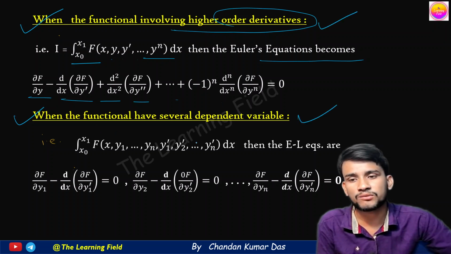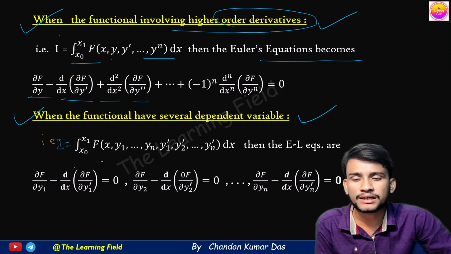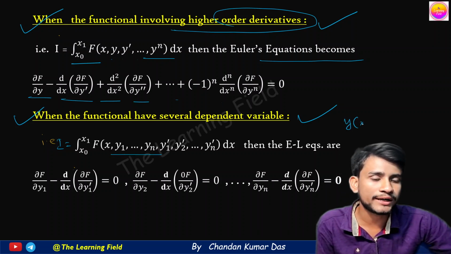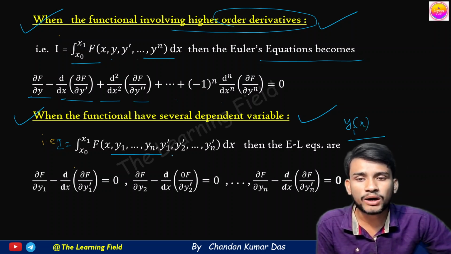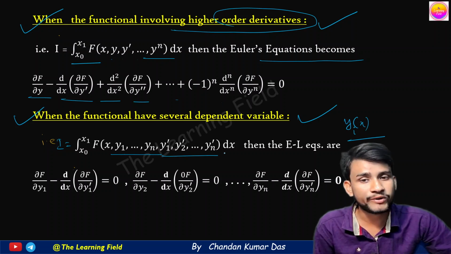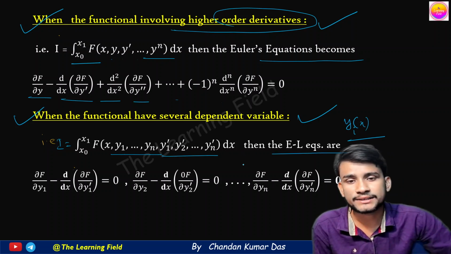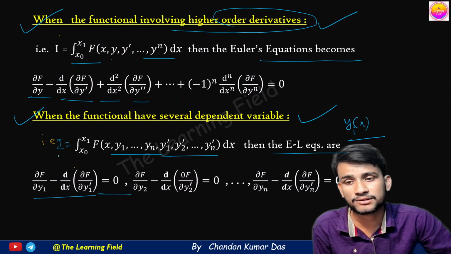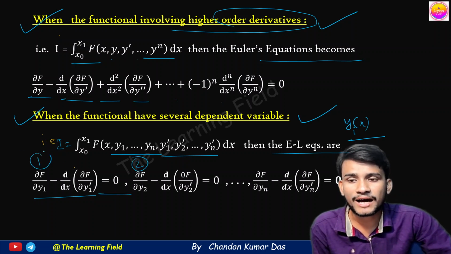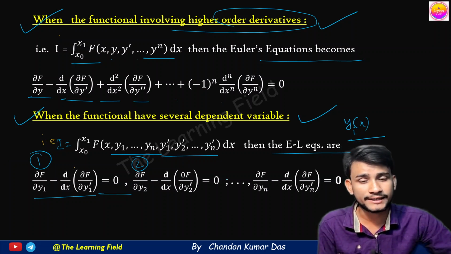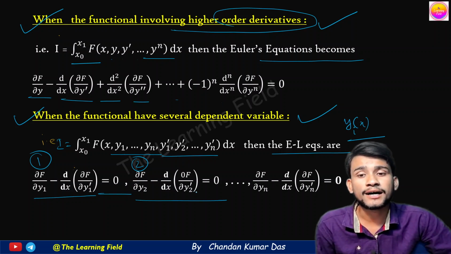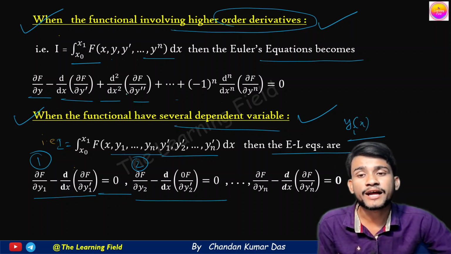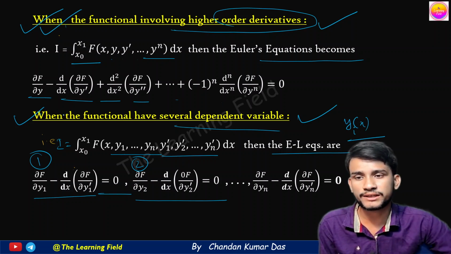Now the second case is when the functional has several dependent variables. This is one case, and this is another. That is, I = ∫ f(x, y1, y2, ..., yn), so these are several dependent variables. The yi's are dependent on x, and yi' are the derivative terms of the ith dependent variable. Then the Euler-Lagrange equation takes the form ∂f/∂y1 − d/dx(∂f/∂y1') = 0 for 1, and similarly for 2. So in this case the number of Euler-Lagrange equations increases. If there are n dependent variables, then the number of equations will be n, and the number of terms in the equation increases. So remember these two cases.